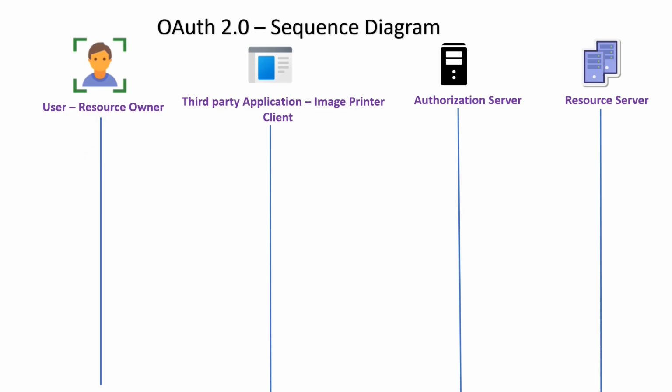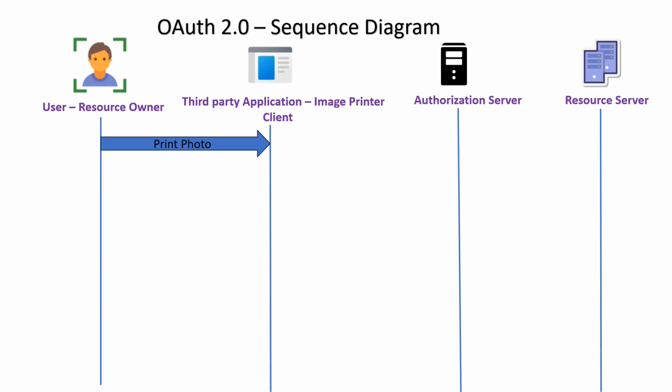So here we can see that we have a resource owner and a third-party application, then the auth server and the resource server. And the resource server will already have the photographs stored. In the first step, the user or resource owner will send an instruction or request to the third-party application: please print a few of my photographs, or some photographs which it can send in a list as well.